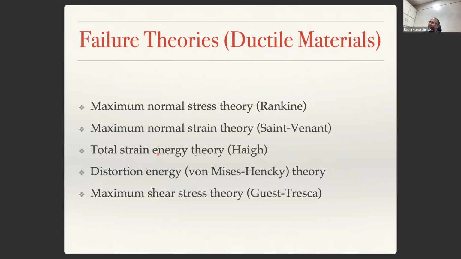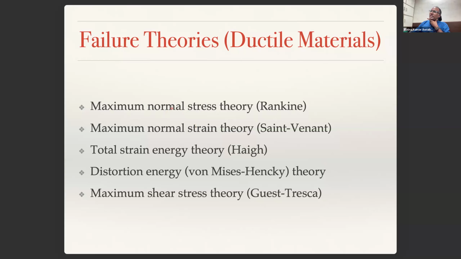Then came the total strain energy theory. The genesis for the total strain energy theory is that, see, when you are dealing with stress or strain, these are tensorial quantities. Then the question came: you have a tensorial quantity which has 6 components, so why are you only looking at one component? Why are we not looking at the other components? You have a tensorial quantity, but you are comparing it with only the yield strength of the material, which is a scalar.